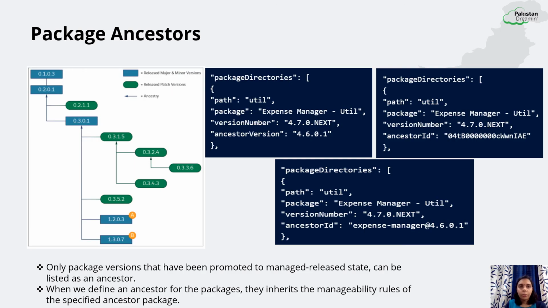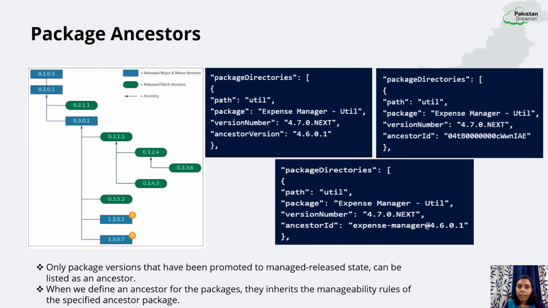Hope you all understood how we can create 2GP packages. Now let's see package ancestors in terms of 2GP. Here you can see released major and minor versions of a package and released patch versions. So when we are creating each version of the package, you can define the package ancestor. When we define an ancestor for the package, they inherit the manageability rules of the specified ancestor package.